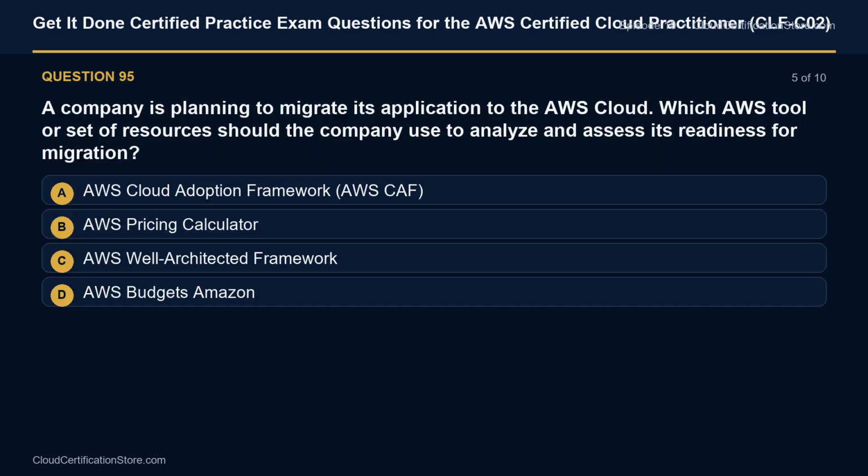Question 95. A company is planning to migrate its application to the AWS cloud. Which AWS tool or set of resources should the company use to analyze and assess its readiness for migration? Option A. AWS Cloud Adoption Framework. Option B. AWS Pricing Calculator. Option C. AWS Well-Architected Framework. Option D. AWS Budgets.